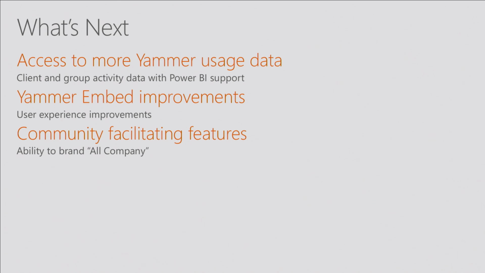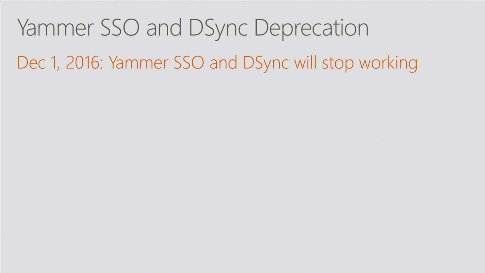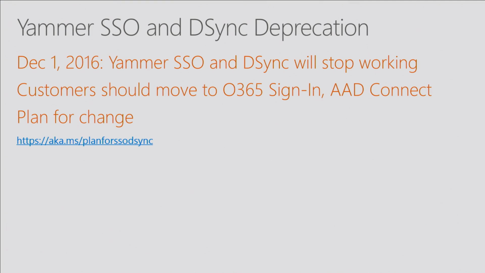Now, all of this cool stuff shows you how Yammer's getting more and more integrated with Office 365. And there's one thing that we have to ask of you as well. You may be aware of the Yammer SSO and desync tools. SSO was a legacy authentication system that let you sign in to one service and access multiple services. And desync was a bulk user management tool. Both of these are getting deprecated. December 1st, they're going to stop working. And we're doing this in favor of Office 365 sign-in and the AAD Connect tool. So please plan for change.